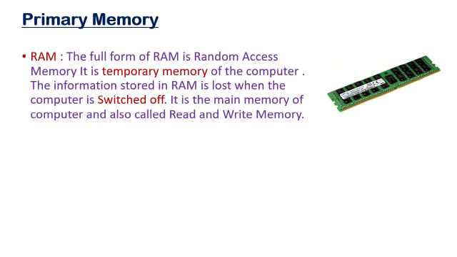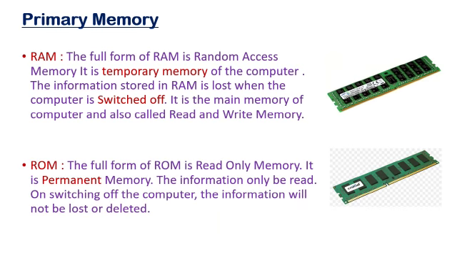The first primary memory is RAM. The full form of RAM is random access memory. It is the temporary memory of the computer. The information stored in RAM is lost when the computer is switched off. It is the main memory of the computer and is also called read and write memory. You can see in the image how RAM looks.